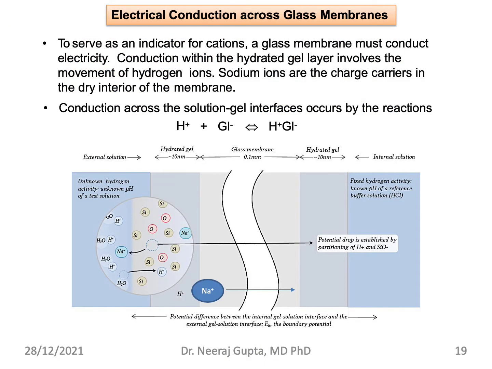Now let's see how the electrical conduction happens across the glass membrane. To serve as an indicator for cations, a glass membrane must conduct electricity. Conduction within the hydrated gel layer involves the movement of hydrogen ion as per the reaction given below. And sodium ions are the charge carriers in the drier interior of the membrane.